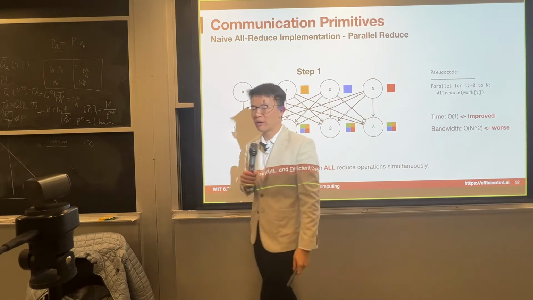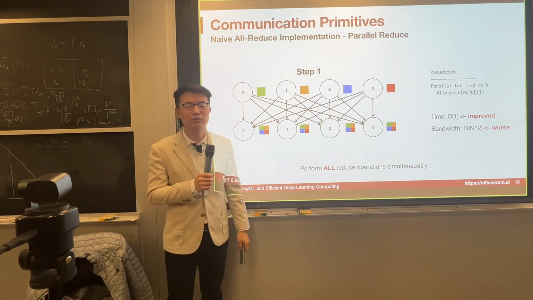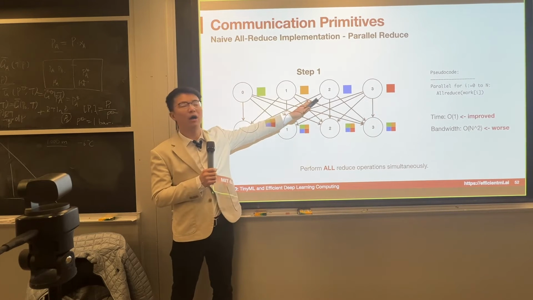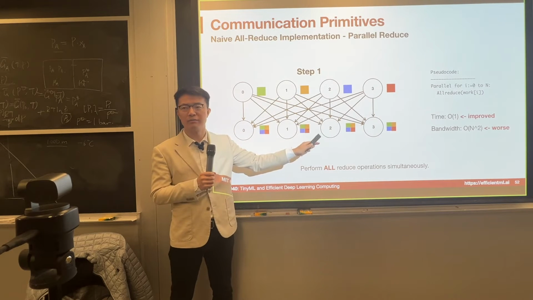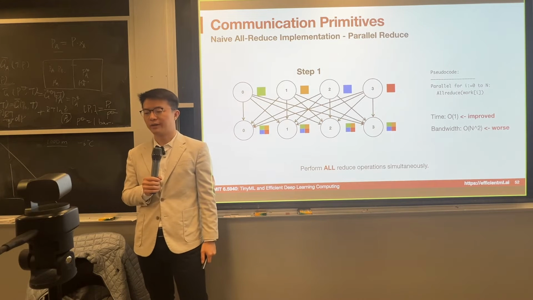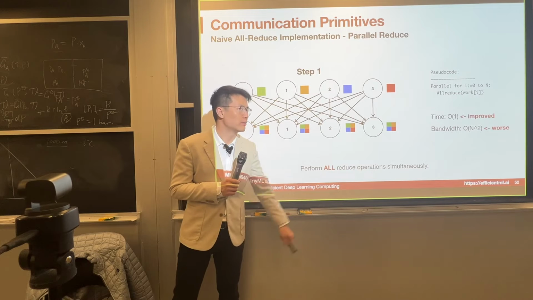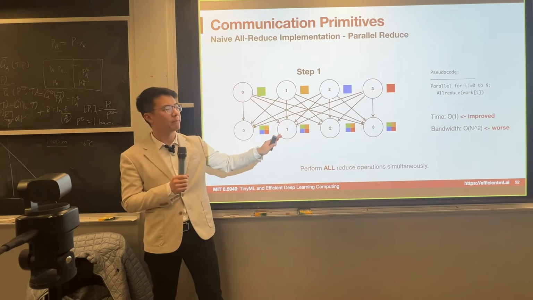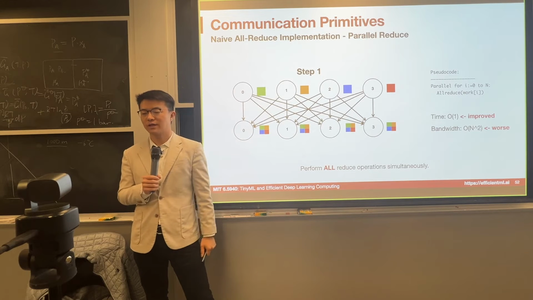So the bandwidth requirement in this case will be O(N square), since each node is required to talk to all the nodes, and you have N of them. That's why you have O(N square) bandwidth requirement, which is actually worse. But what it buys you is basically to shorten the time to O(1), since everything happens in the same cycle.